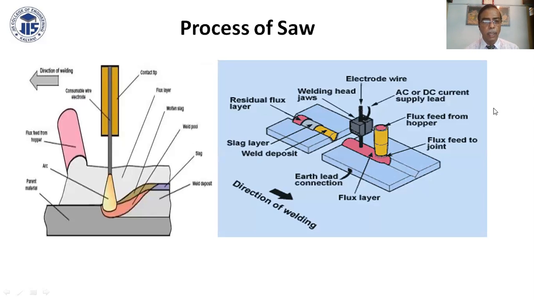Process of submerged arc welding. These are the contact tips. Fluxes are coming, and the arc is formed. This is another electrode wire, and this is from the hopper. Fluxes are coming. So this is already welded, right? And these are the directions: residual flux, slag layer, weld deposit, arc, flux layer. This is the flux layer. This is the direction of welding. Flux is fed from the hopper to the joint, with AC or DC supply.